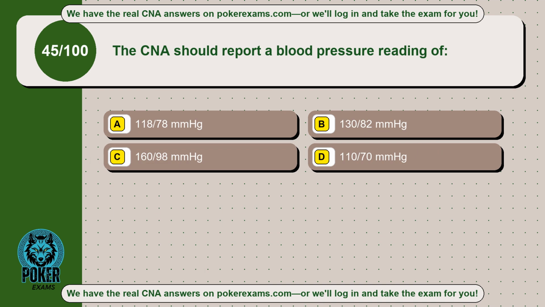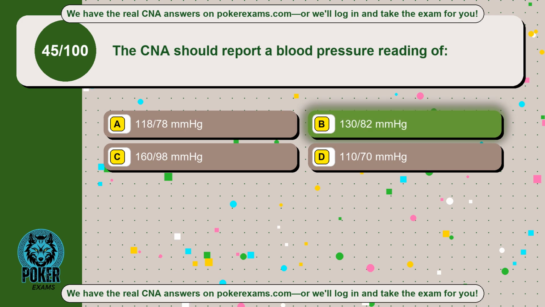Question 45. The CNA should report a blood pressure reading of. Option A. 118/78 mmHg. Option B. 130/82 mmHg. Option C. 160/98 mmHg. Option D. 110/70 mmHg. The correct answer is option B.